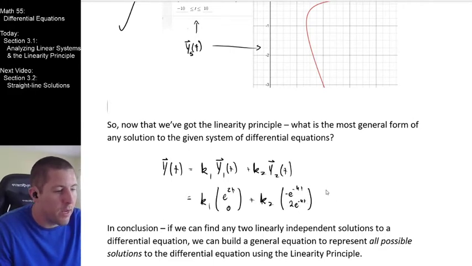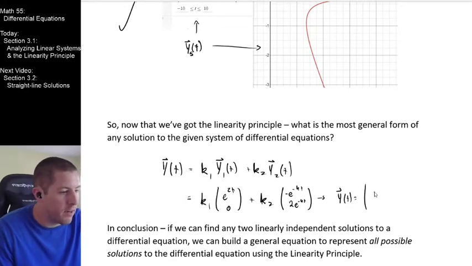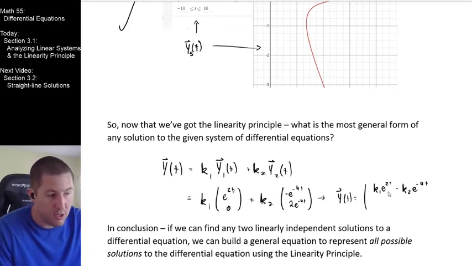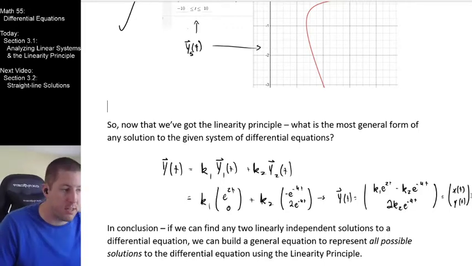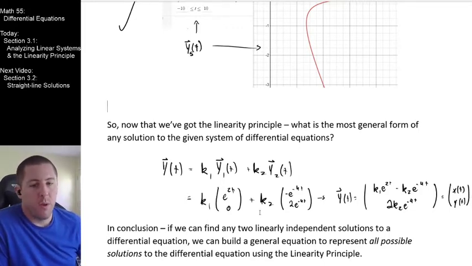And finally, we could probably write this all together as y of t equals k1 e to the 2t minus k2 e to the negative 4t. That's our x solution. Our y solution is 2k2 e to the negative 4t. And remember that that's our x solution and our y solution. We need to know what x and y are, since those are the two dependent variables in our system.